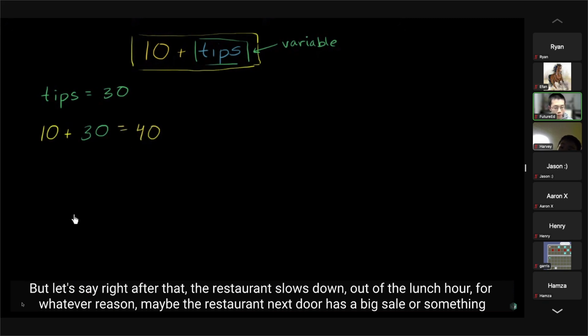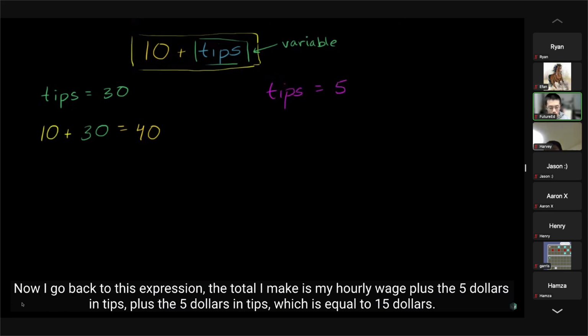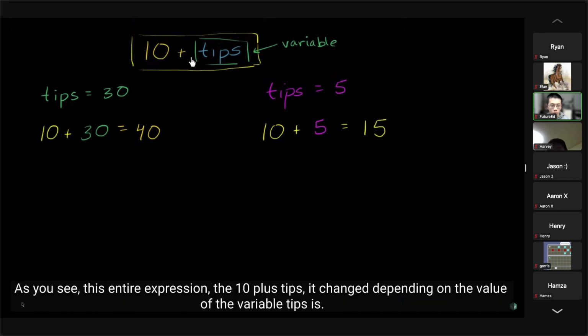But let's say right after that, the restaurant slows down. We're out of the lunch hour for whatever reason. Maybe the restaurant next door has a big sale or something. And so the next hour, my tips go down dramatically. My tips go down to $5 for that hour. Now I go back to this expression. The total I make is my hourly wage plus the $5 in tips, which is equal to $15. As you see, this entire expression, the 10 plus tips, changed depending on what the value of the variable tips is.